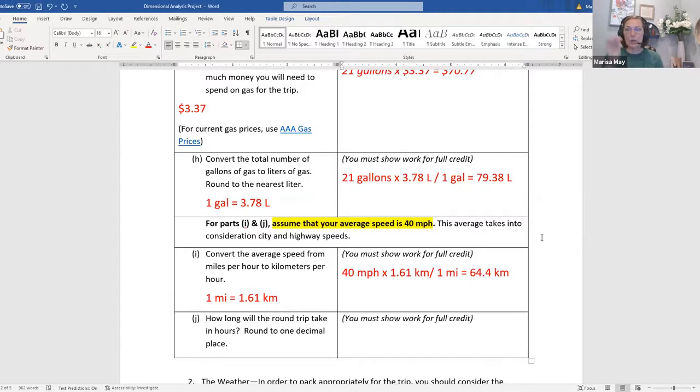Just a side note, part I is the same for all of us. All of us should have the same answer on part I. It's the only one we all should have the same answer for. Okay? Now, part J, how long will this trip take you in hours?